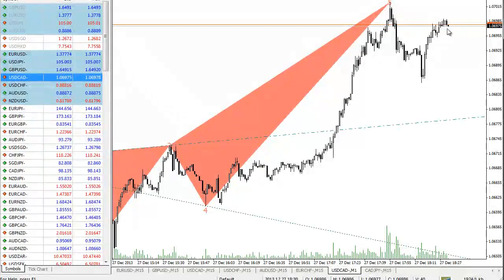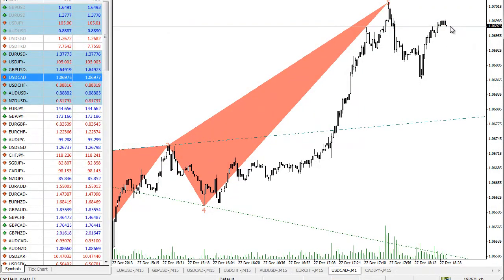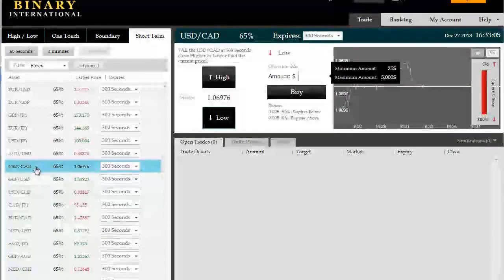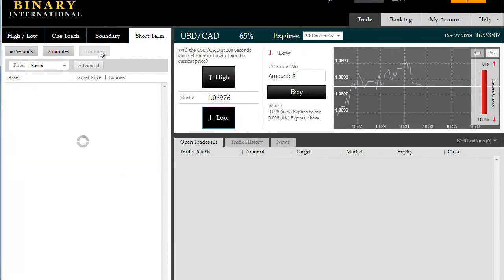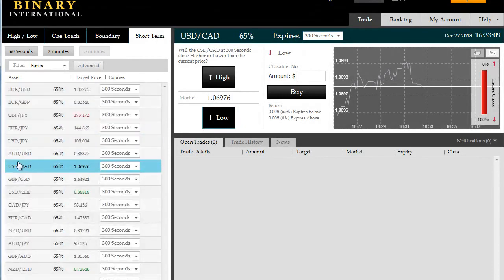So the market's pulled back a little bit after the initial debacle, and it's apparently a safe move for us to say engage in a 5-minute binary options trade on the US dollar Canadian dollar on Binary International. So we're going to go over there, select USD.CAD, make sure 5 minutes are selected as the time frame.